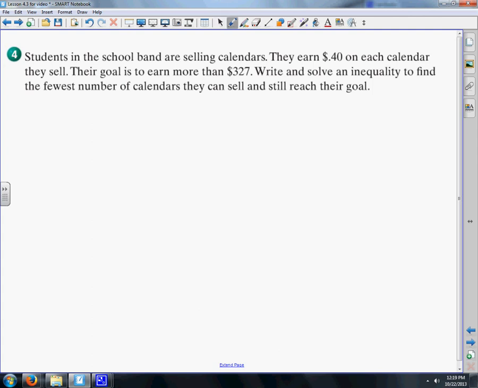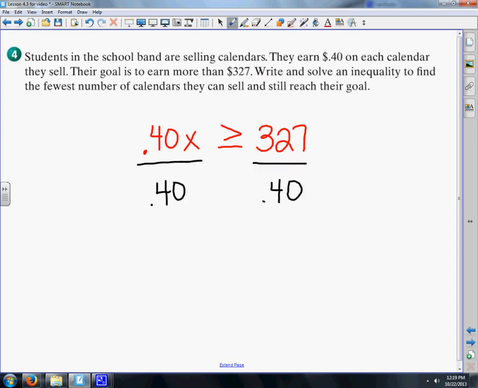Okay, so my equation is 0.40x because it's 40 cents per calendar, and I want that to be greater than or equal to $327. So I divide by 0.40 on both sides. So then I get x is greater than or equal to 817.5.